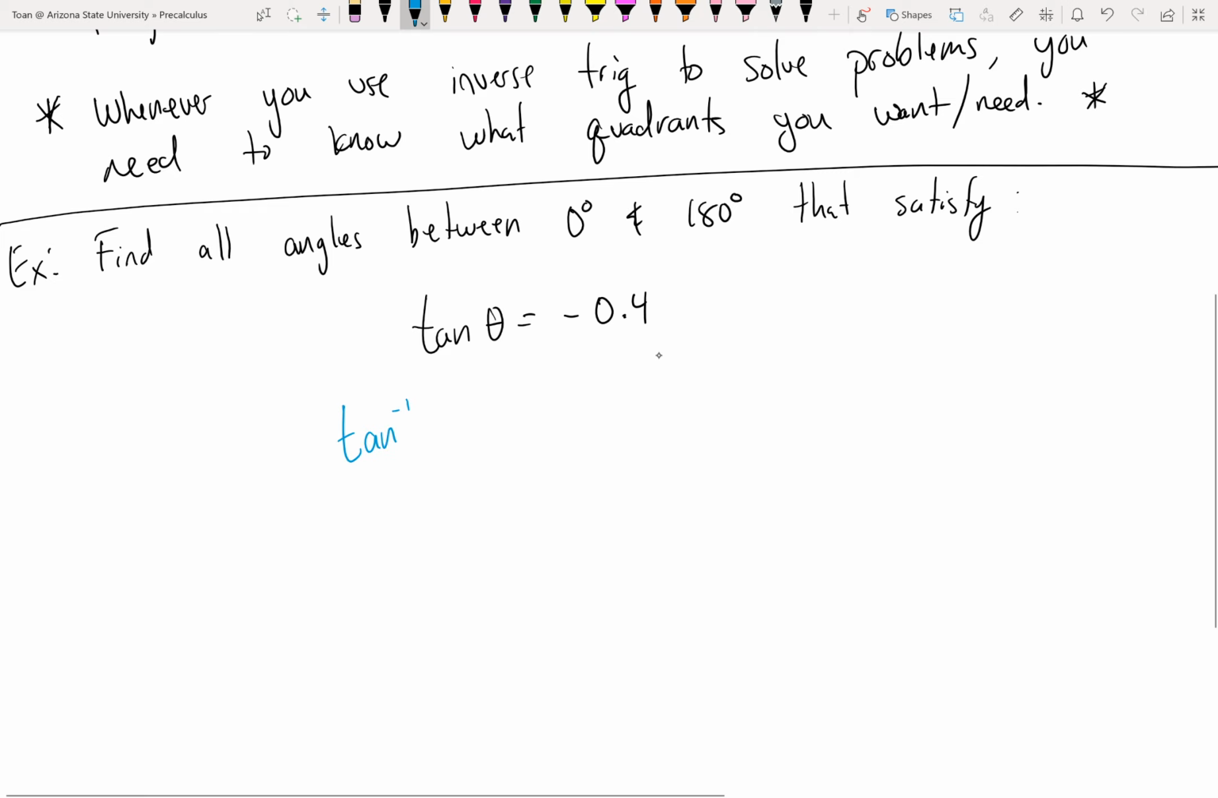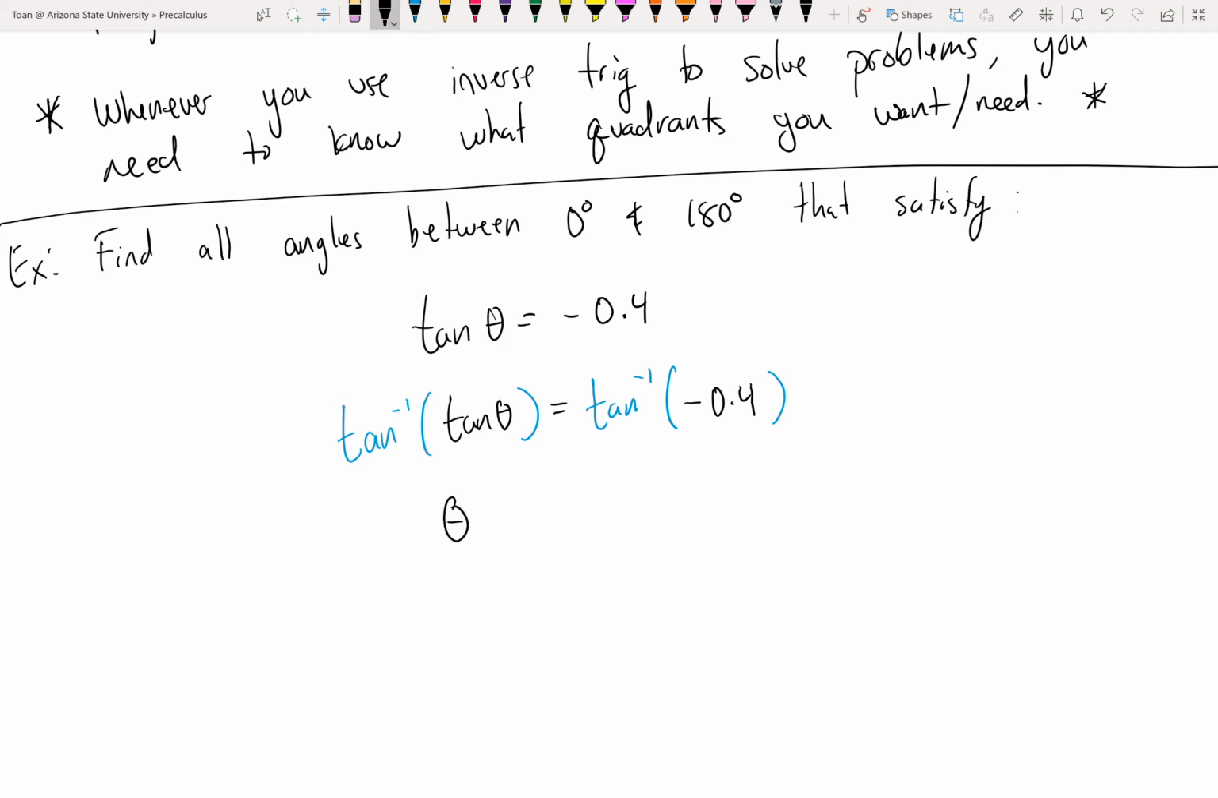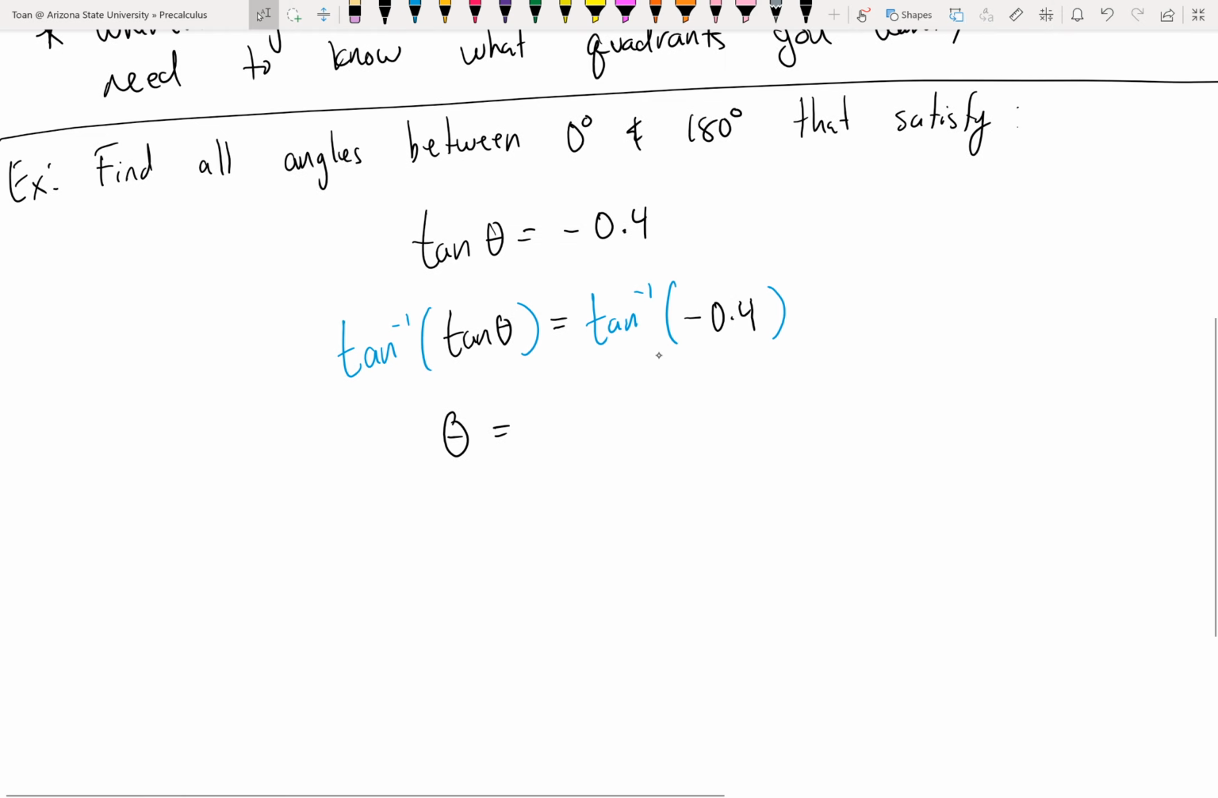So we'll do tangent inverse of the left-hand side equals tangent inverse of the right-hand side. Tangent inverse of tangent, they cancel out, and we're left with tan inverse of negative 0.4. Now, negative 0.4 isn't a special side length as far as we know, so we'll reach for our calculator, punch in a couple of numbers, and that calculator is going to give us negative 21.8 degrees. This here is a calculator answer.